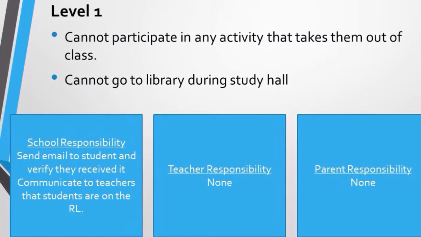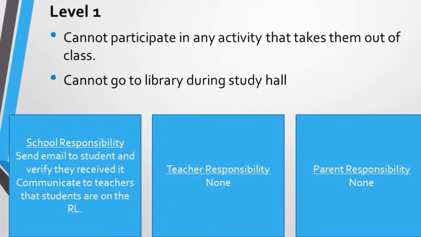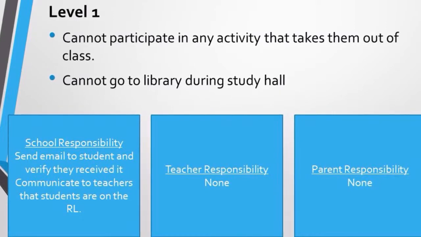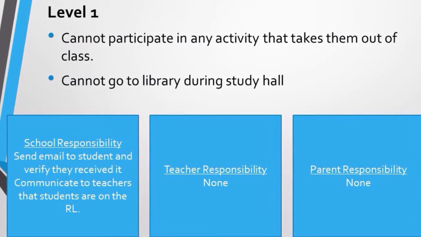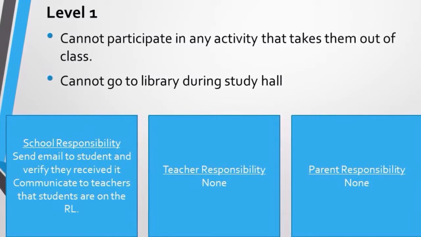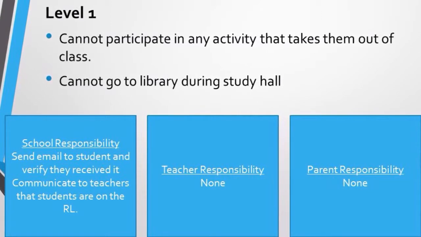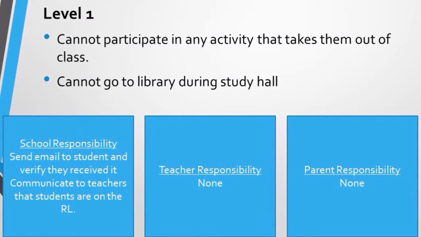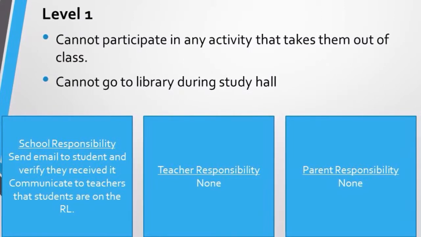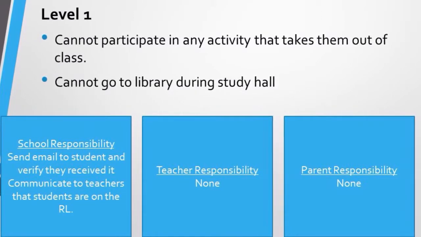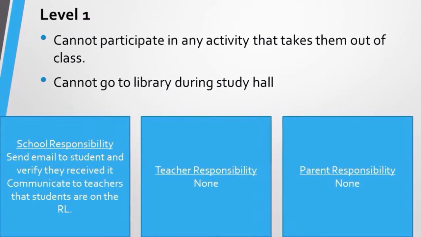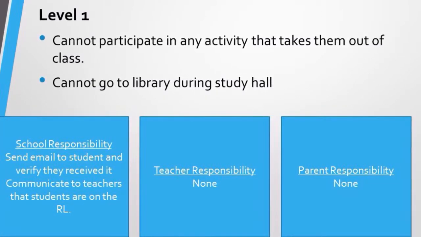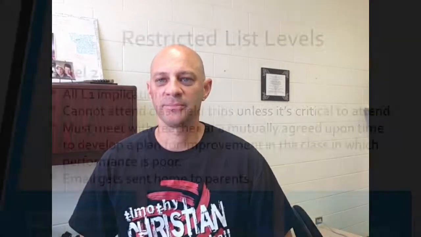The responsibility of the school is that we will send an email to the student. I know students don't check their email, but unless we send them emails and ask them to check it, they won't check it. So we're going to send them an email and verify they received it. If they didn't, we'll come to the office, make sure that they got it, and make sure that they're checking. Then we'll also communicate to teachers that they're on the restricted list through the restricted list that we're going to send all the teachers, so they'll know who's on the list. Teacher responsibility: nothing really, just continue to help your student like you always have, and if they're struggling, find ways to help and support them, especially if they come and ask for help. And there's no real parent responsibility at the first level.